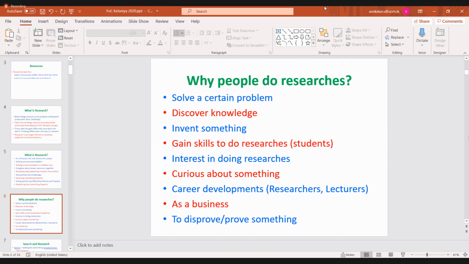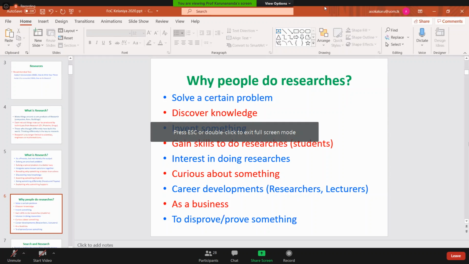Actually, in all developed countries, research, conduct of research, it's a big contribution for national development. Big contribution for national development.